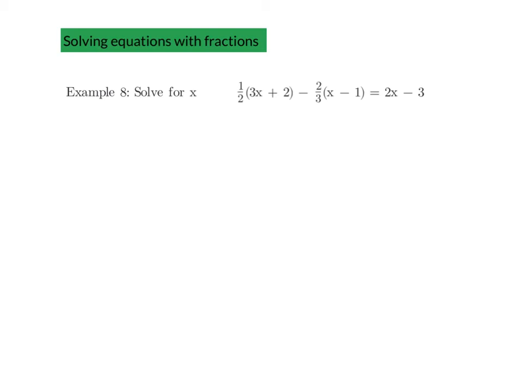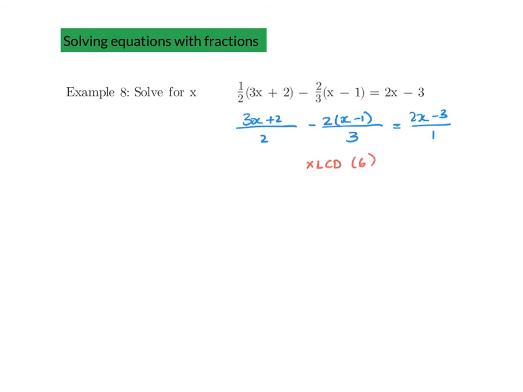Now in this last example, everything looks a little bit intimidating. However, let me start to rewrite each term as a fraction, because remember, half times 3x plus 2 is the same as 3x plus 2 divided by 2. Similarly, 2/3 times x minus 1 is the same as 2 times x minus 1 over 3. The last bit I'm going to write over 1, just so that I don't forget to use fractions.